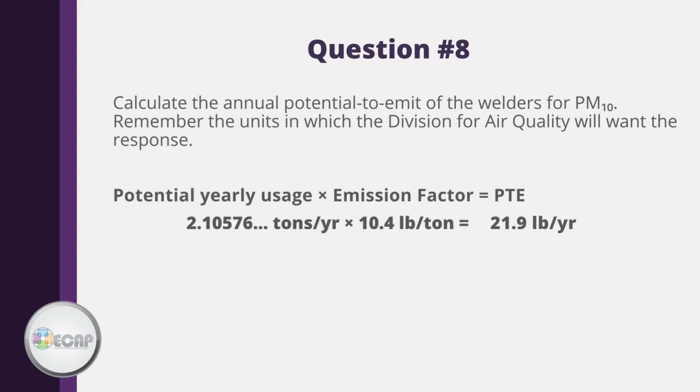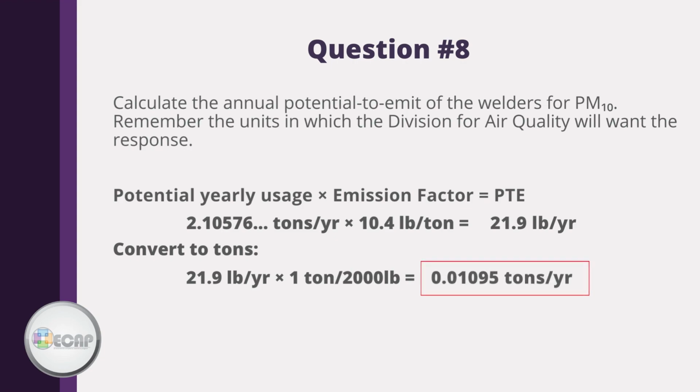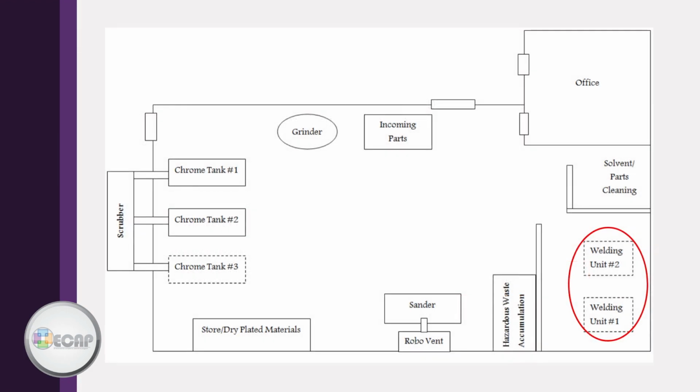However, our answer needs to be in units that the Division of Air Quality require, which is tons. Our final conversion to tons per year can be made by taking our total of 21.9 pounds per year and multiplying that by 1 ton over 2,000 pounds, which will cause the pounds to cancel out and give us our total of 0.01095 tons per year. Are there any controls that might lower emissions?